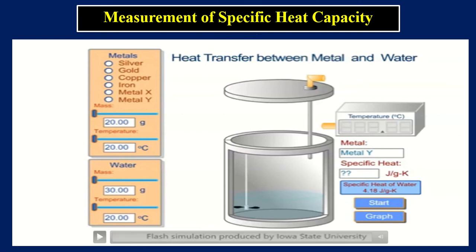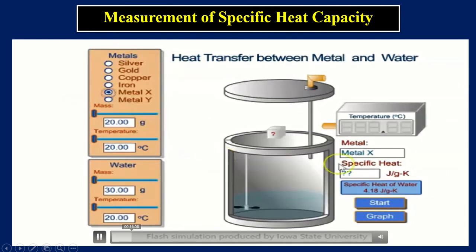Let's change different metals and test what would be the value of the specific heat capacity for different metals. Here is the value of X, the unknown value, and here is the specific heat capacity of silver. Here we can change the temperature, increase or decrease it, and here is the value of the mass, and we will give the mass of the water and the value of the temperature.